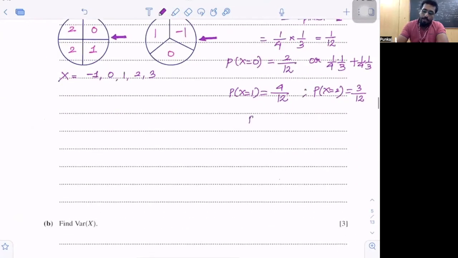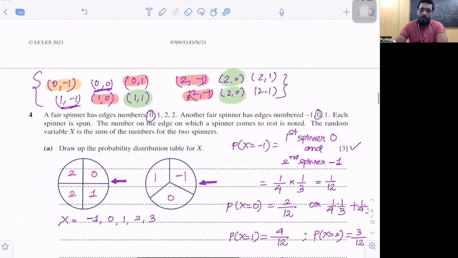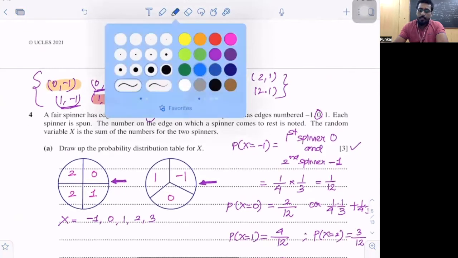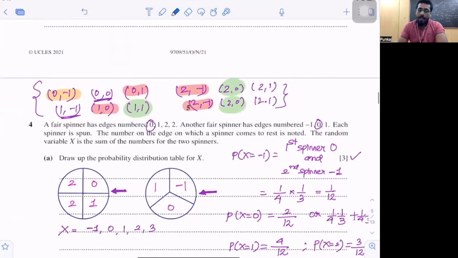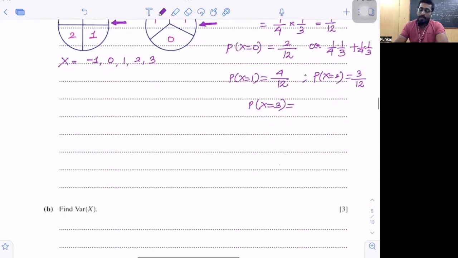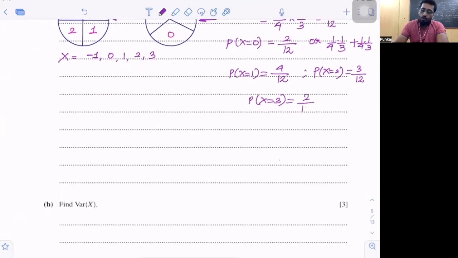And finally, I'm going to get probability of x equal to 3. So I'm going to get 3 now, right? So let's take a different color this time. So for 3, what do I have? I have (2, 1) and (2, 1). There are 2 different possibilities where I can have a 3. So that's 2 over 12.